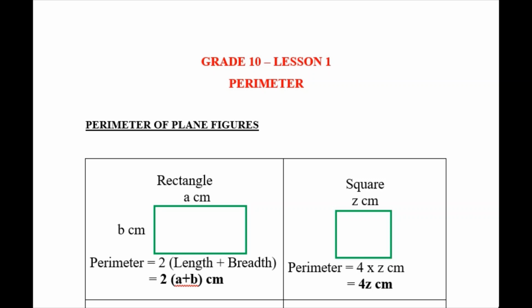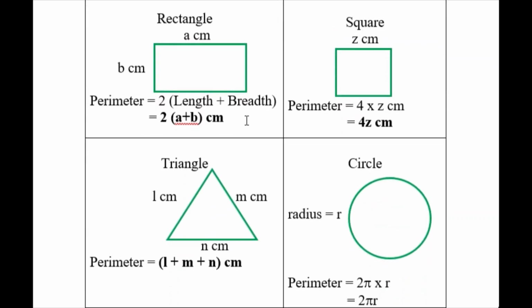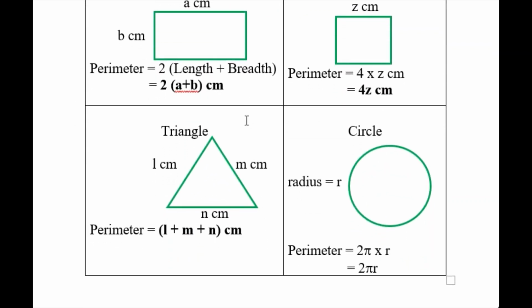Then we have a square. A square has four sides which are equal in length, so it's all about adding the four sides or multiplying one given value by 4. For example, if the square's length is 5 cm, then we calculate the perimeter as 20 centimeters. I hope it's clear, and we'll move on to triangles.